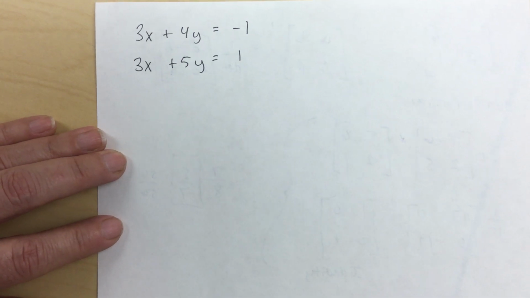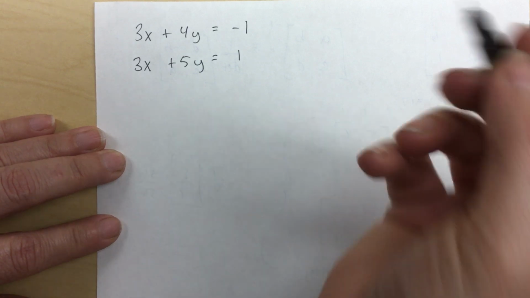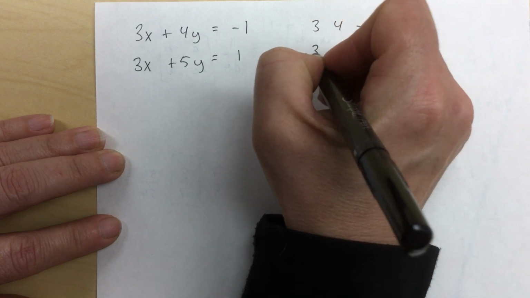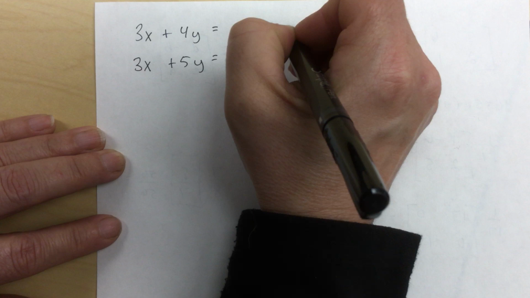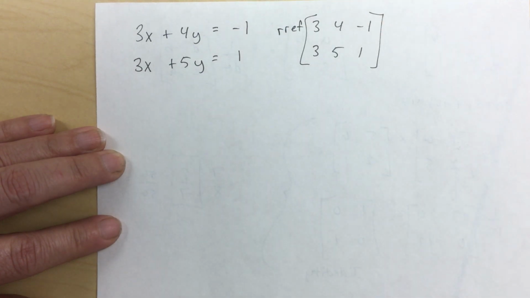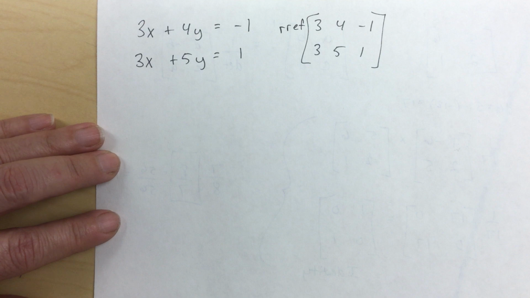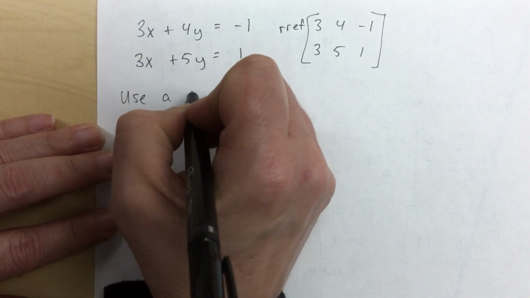So we're going to solve this system of equations with a matrix equation. Now you guys know already that you can put 3, 4, -1, 3, 5, 1 in your calculator and do RREF and it will give you the answer. Okay, that's one way to do it. There's another way, and that is to use a matrix equation.